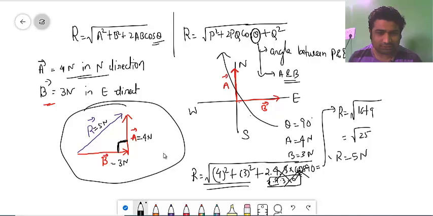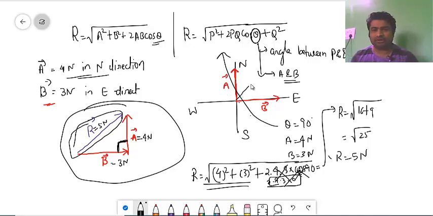But what will be the direction? What will be the direction? So the direction will be, if I put this here, I am getting something like this.